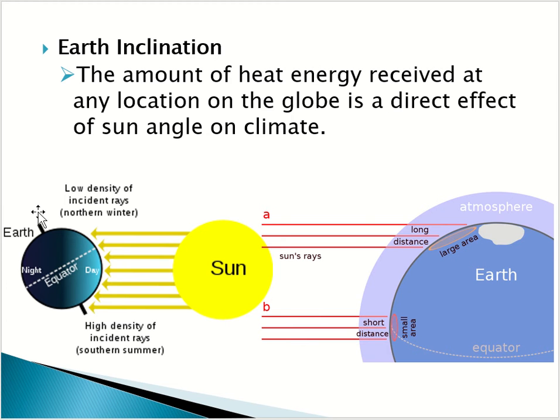On the left, we see the impact of Earth inclination, not solar insolation, but Earth inclination. That is referring to the angle that the Earth is tilted relative to its orbit around the sun. And because of this, we have seasons.